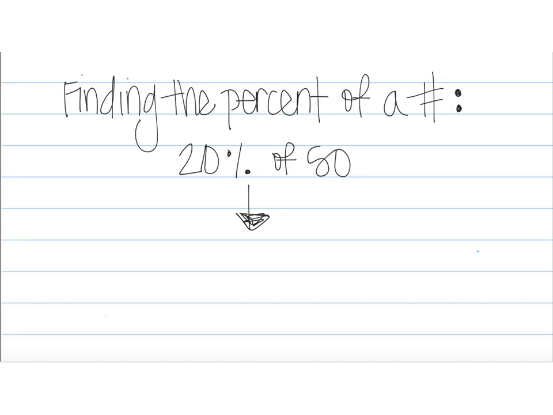And if we were given 20% of 50, we learned that we can do x equals, and then we change our percent to a decimal, 0.20 times 50 to solve what 20% of 50 is. Or, which we didn't talk about in our last video, but I'm just going to show you that we can always set it up as a proportion as well.